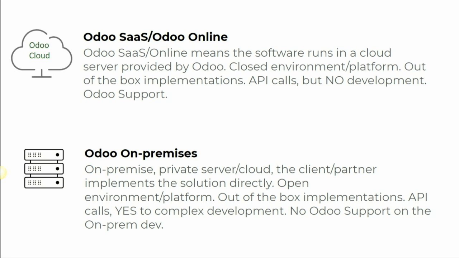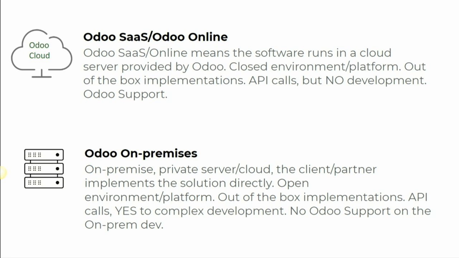However, within that SaaS or online environment, throughout all of our platforms, Odoo is very much API friendly. Our API documentation is readily available throughout our website, but there's definitely no development. And we do provide Odoo support and Odoo SLAs as well.